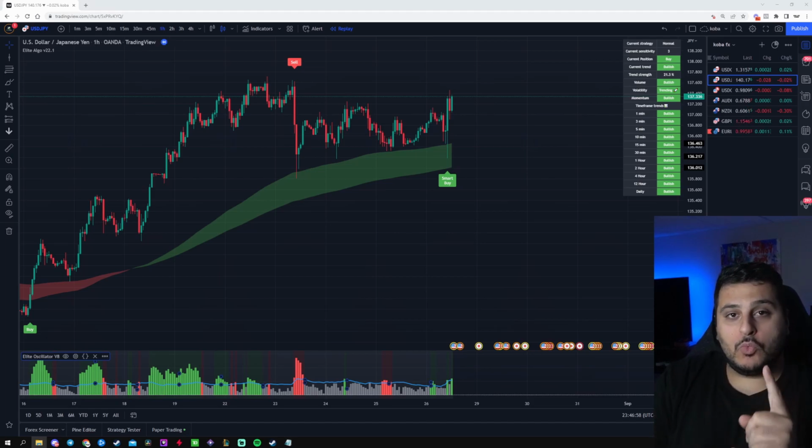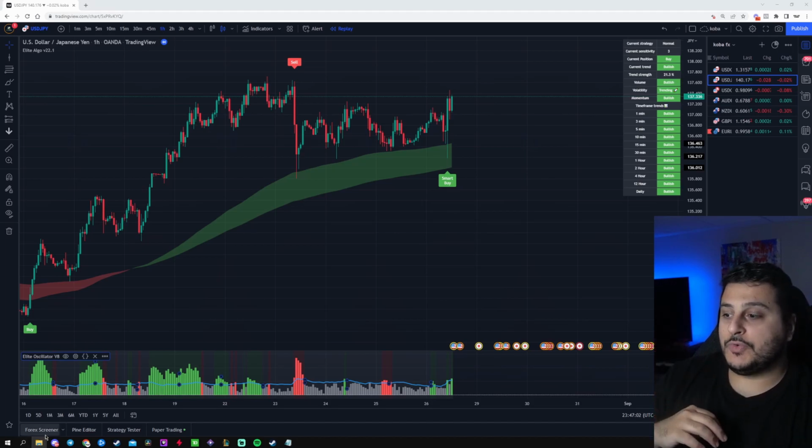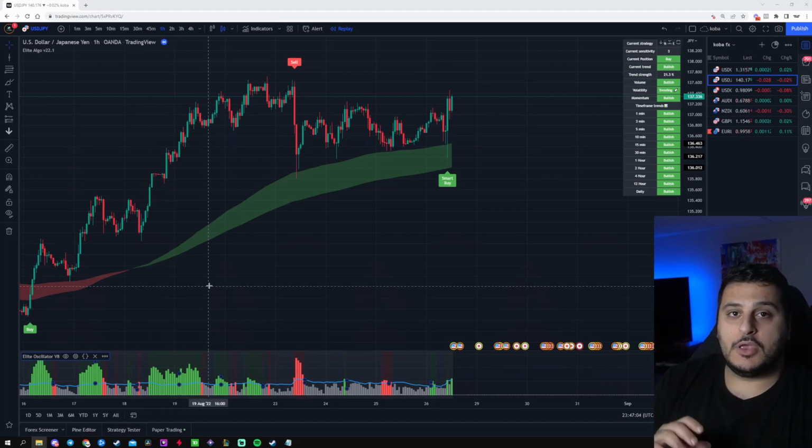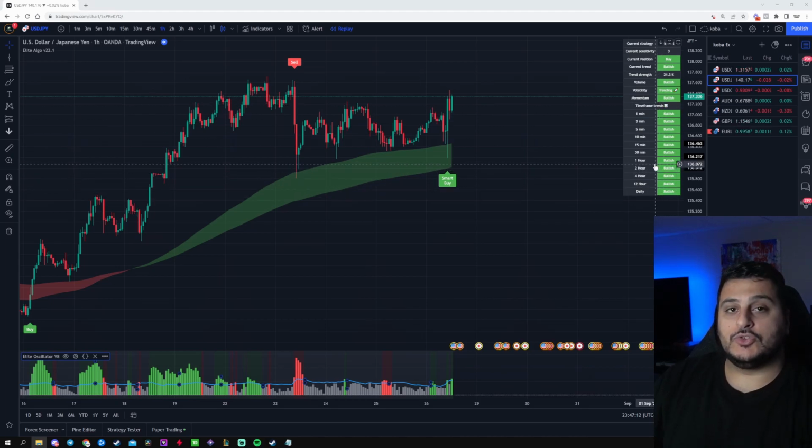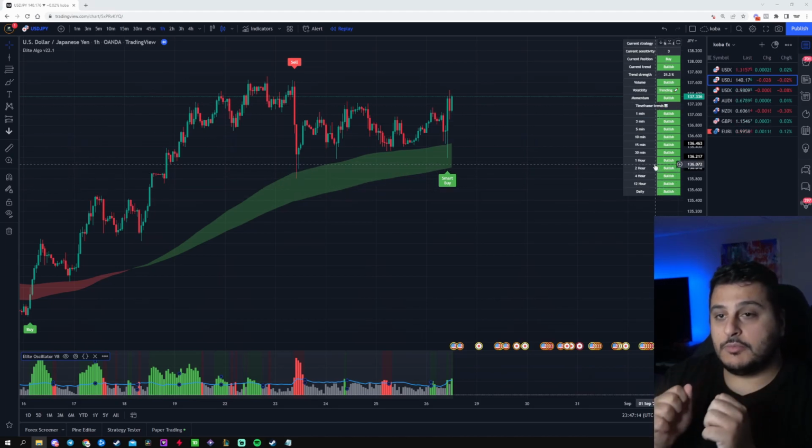Okay, so step number 1 for the strategy is you want to determine exactly what type of trend you're on the 1 hour time frame. Right now, we can clearly see that we have a green trend cloud, so we are in a bullish trend, and our dashboard's telling us that it's completely bullish. So we now know for a fact that we are in a bullish trend.